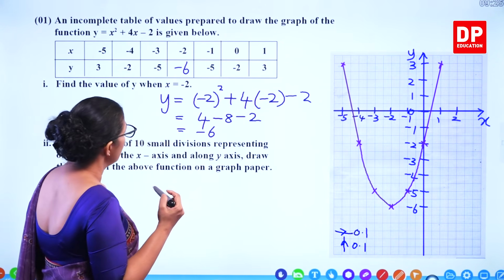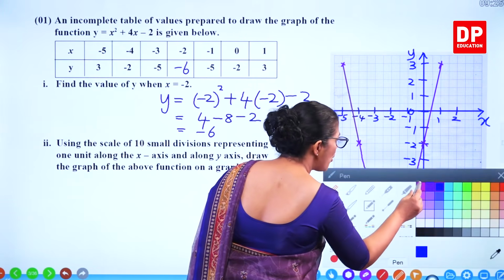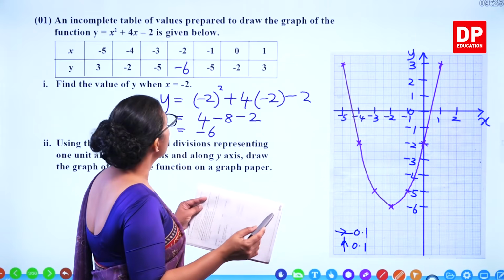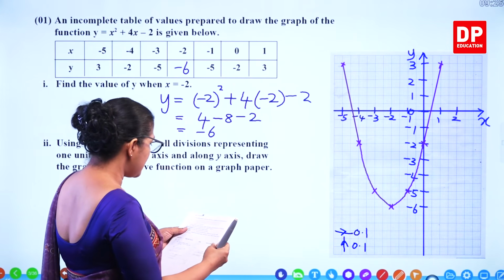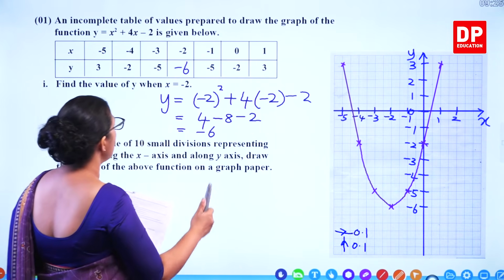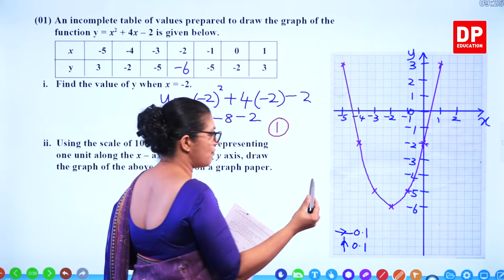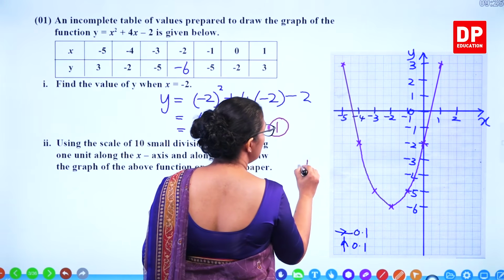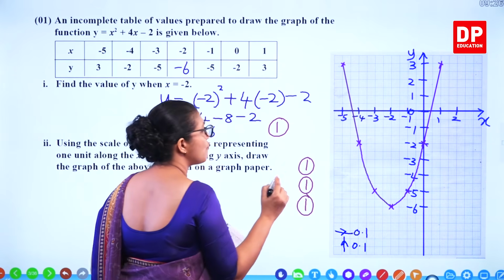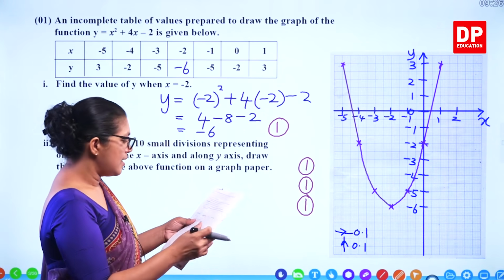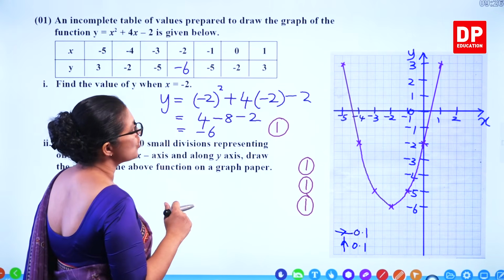And that's this part. So how many marks are you getting for this one? You already know that. We'll have a look at the marking scheme. According to the marking scheme, it says 1 mark to find this minus 6 value and 3 marks for the graph. 1 mark for the scale, 1 mark for marking the points, and 1 mark for smoothly connecting the points. So those are the marks you get for this question.